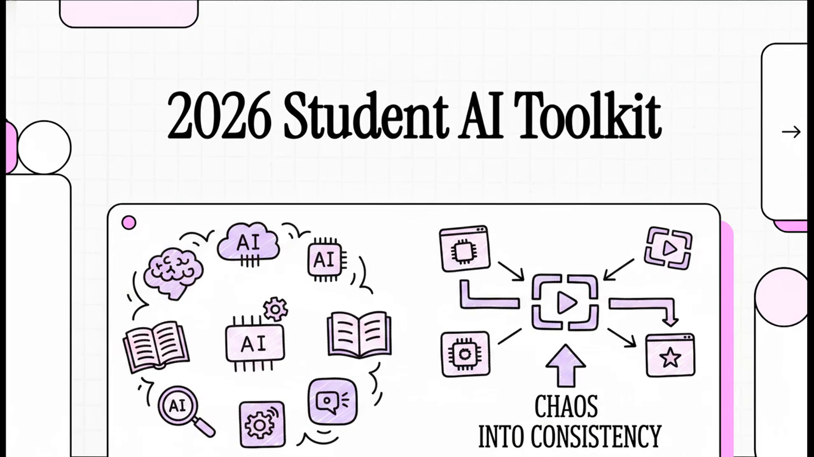Welcome to this explainer. Okay, if you're a student today, AI isn't just some cool novelty anymore, right? It's literally survival. But we really need to shift our mindset. Based on a fantastic recent breakdown from the Ask Maeve blog, we're going to move away from those chaotic 2 a.m. panic searches across random apps and instead build a streamlined, hyper-focused study workflow. We're turning chaos into consistency.